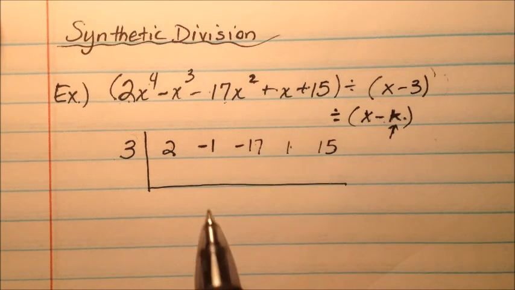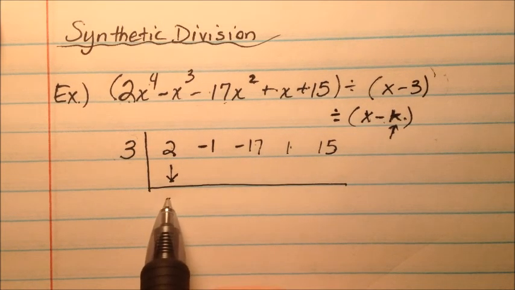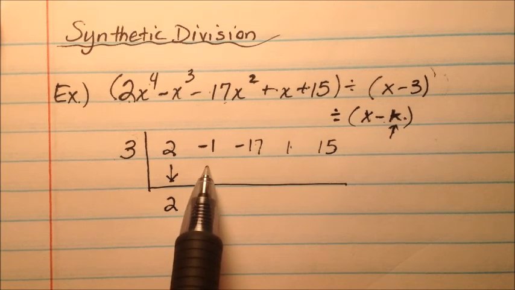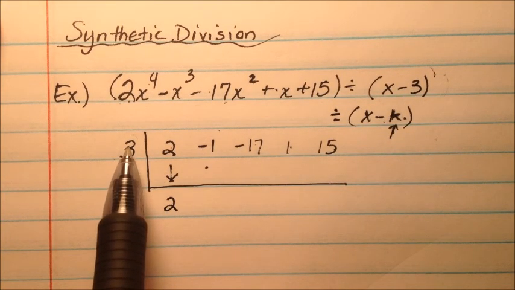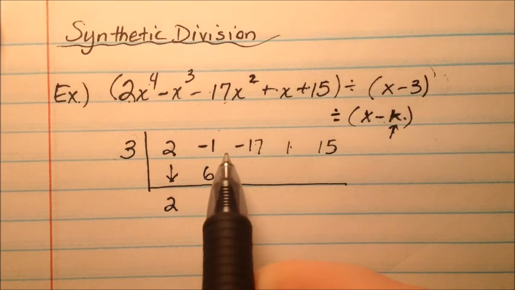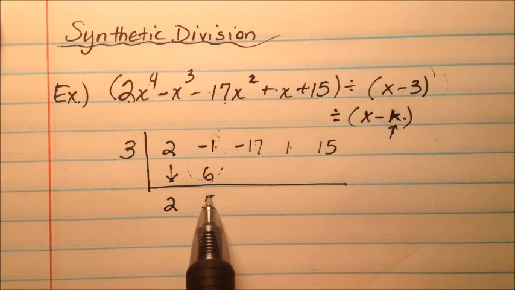So here's how the algorithm is going to work. You're going to bring down the first number, whatever it is, so put a 2 right there. And then we're going to go through a series of multiplications and additions. So we're going to take this 3 times the 2 to make 6, and then we're going to add these two numbers. So negative 1 plus 6 is 5.